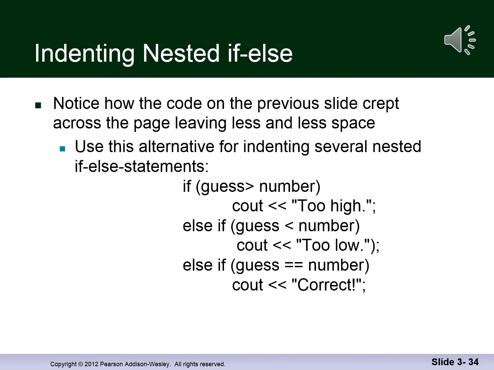Here is an alternative that prevents the code from creeping across the page, leaving less and less space. This alternative for indenting several nested if-else statements: if guess greater than number, cout too high, else if, you put the else and the if on the same line, and then another else if.